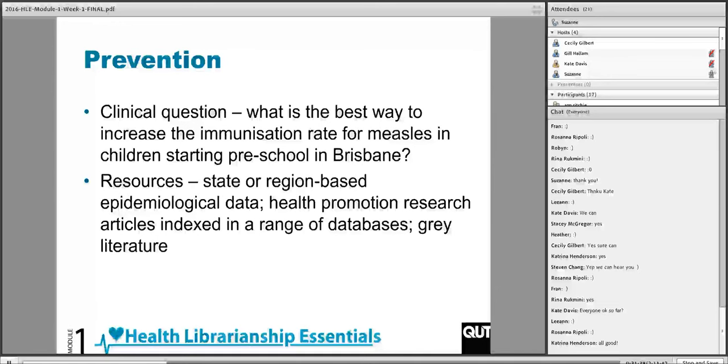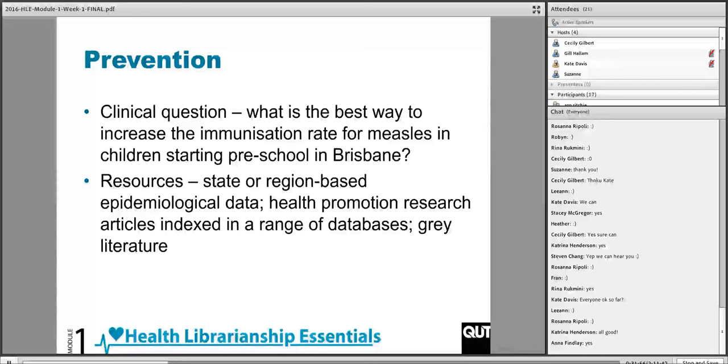These kinds of searches tend to be quite broad, and they include the biomedical databases, but also grey literature such as reports, conference proceedings, and so on, and country-specific databases such as the Informit Health databases that are specific to Australia.